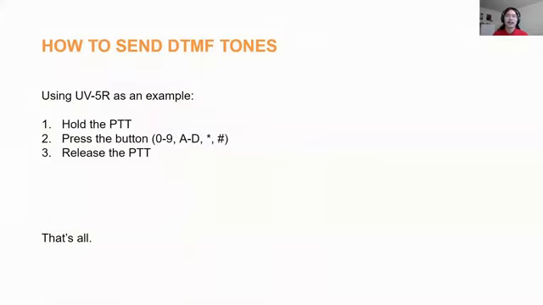And one more question before we go to the next step is how to send DTMF tones. I'm just using the UV5R as an example because I know most of you have at least one of these in your shack. So to transmit, you hold the PTT and then you press the button. You will not be able to hear it unless you have another receiver on the side, but you're actually transmitting. So you press the button that you want to transmit. It's just like dialing, right? Nothing much different. And then you release the PTT, and that's all. So see how easy that is.